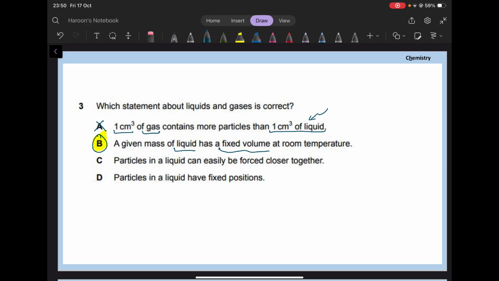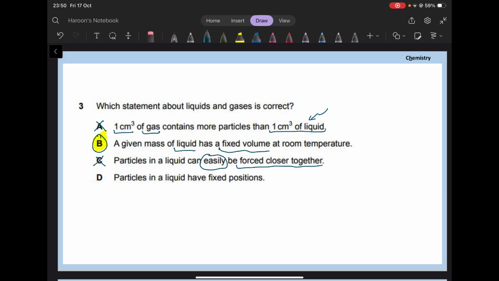Particles in a liquid can easily be forced together. No, the particles in a liquid are already very close to each other. Of course, not as close as solids, but because they are so close, it is extremely hard for us to bring them closer together. So this makes this statement incorrect. Can we bring them closer together? Yes, we can, because in solids they are closest, but it's not an easy process. They are already quite close to each other.